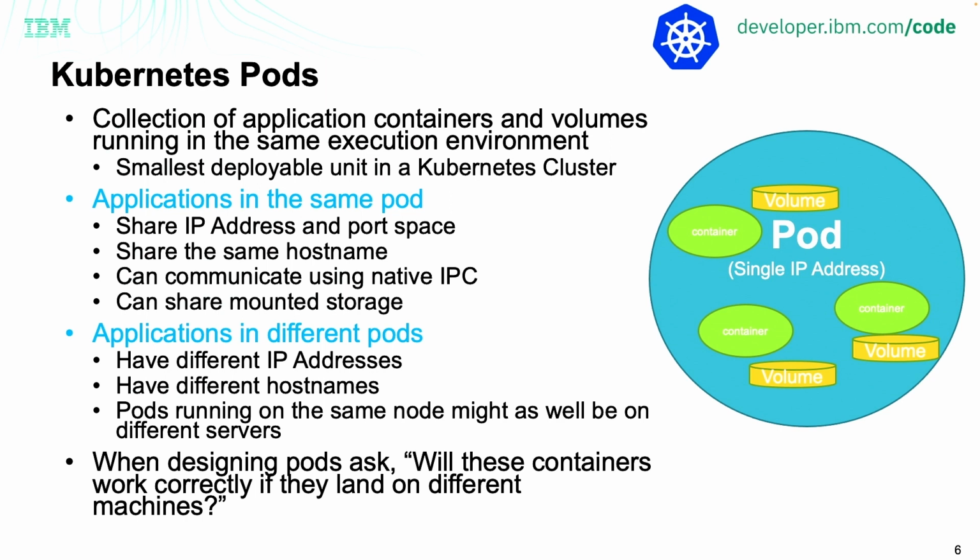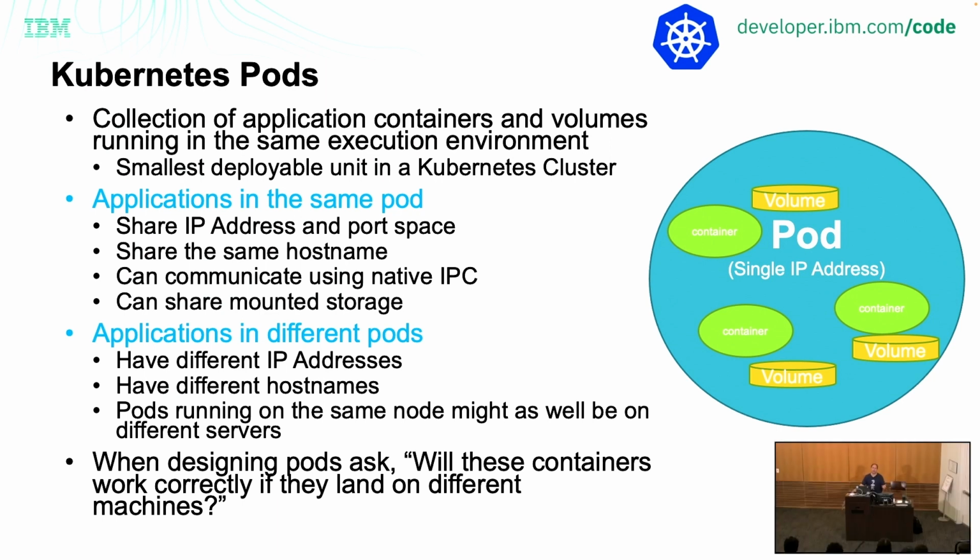So when you're designing your pods, typically you ask, well, will the containers work correctly if they land on different machines? And if the answer is yes, you typically want to put them in different pods. A classic question I always ask folks is, if you got an application server and a database, would you put them in the same pod, or would you put them in different pods? Anybody want to take a guess?